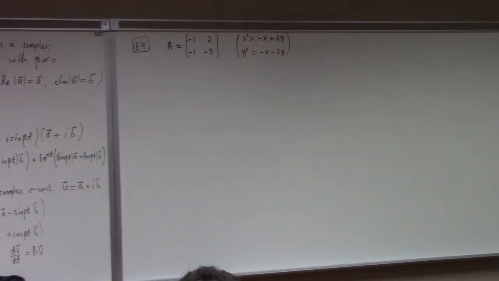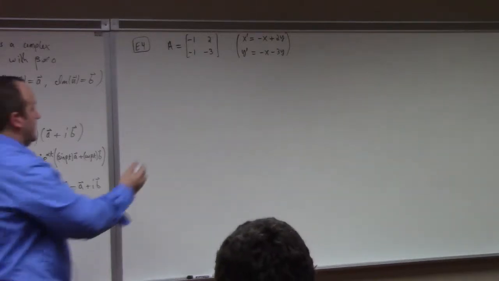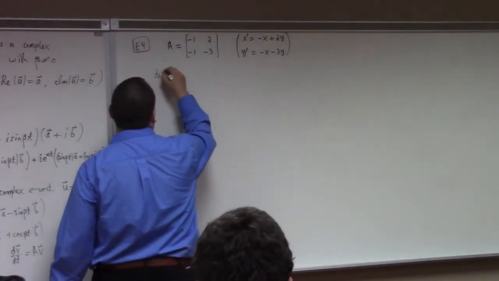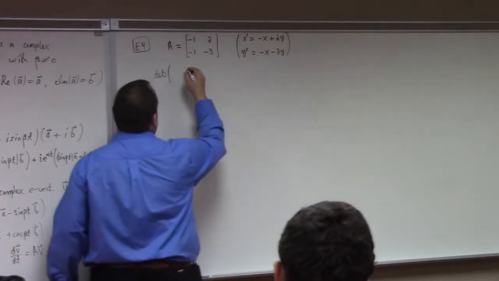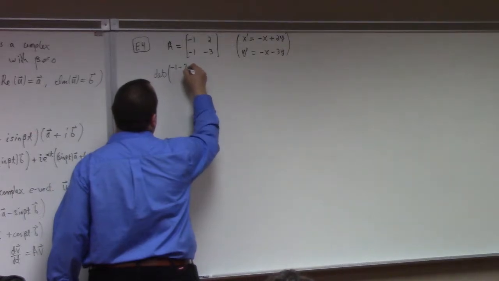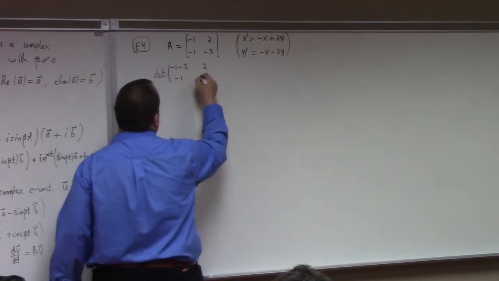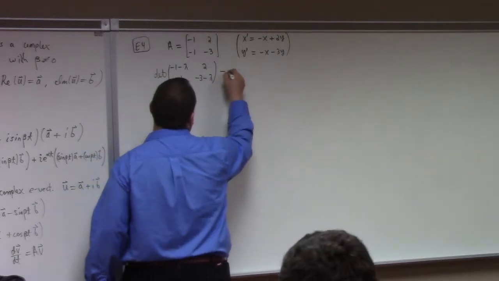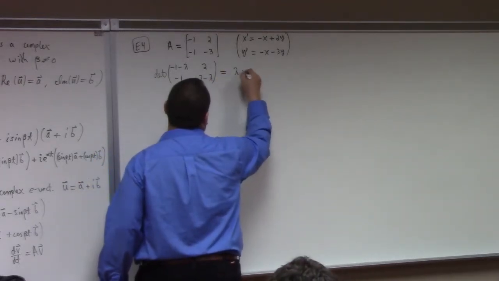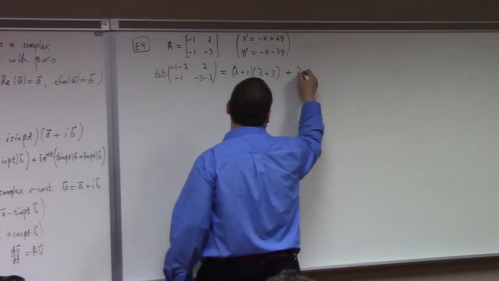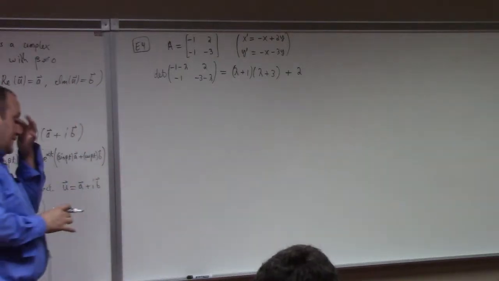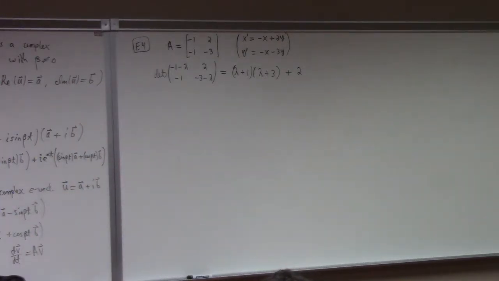All right, so the start of the story is the same. We calculate the characteristic polynomial. In fact, this story is really the same, with the extra wrinkle of peeling off from Euler's formula the piece here. So minus 1 minus lambda, 2, minus 1, minus 3 minus lambda. So that's actually lambda plus 1 times lambda plus 3 plus 2. What I've done there is just multiplied the minuses from one to the other. You can verify my signs, yeah?